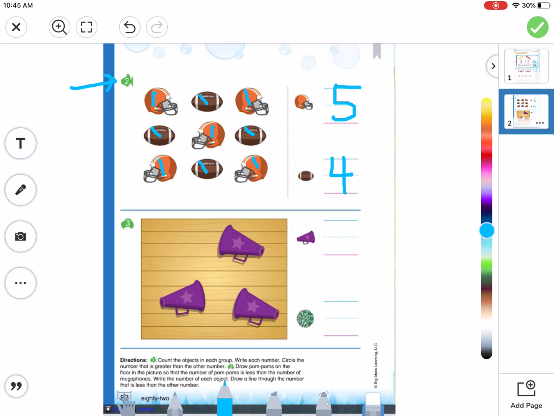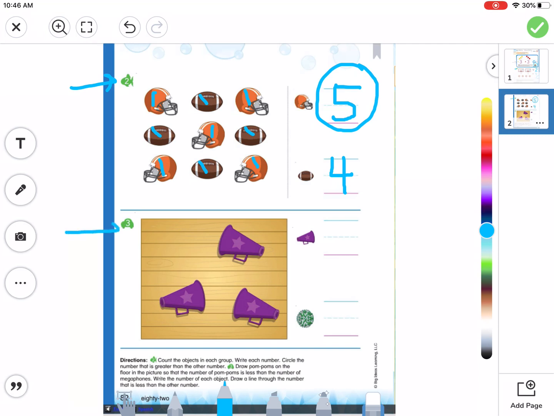Okay, now it says circle the number that is greater than the other number. Is 5 more than 4? Or is 5 greater than 4? Or is 4 more than 5? Which number is the greater number? Which number has more? It would be the football. So it says circle the number that is more than the other number or greater than the other number.